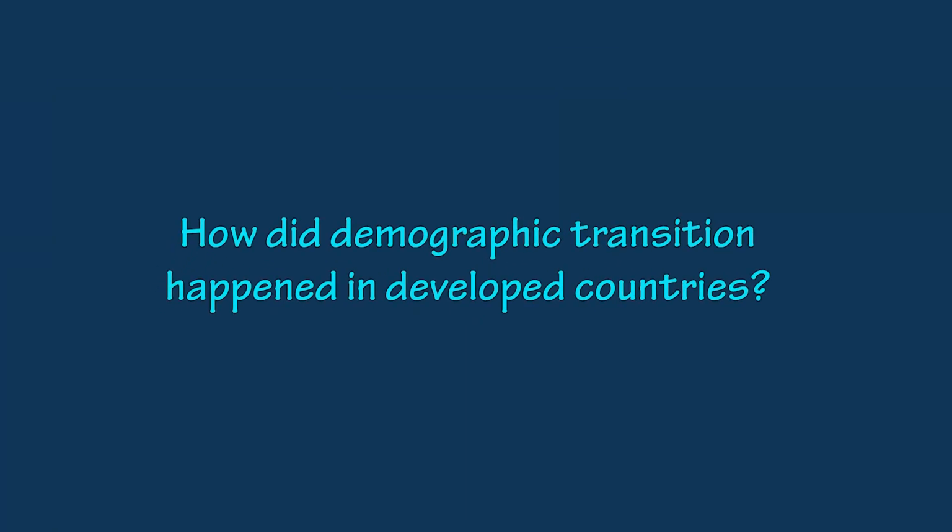Now before going to those stages, let us take the first question here. How did demographic transition happen in developed countries? So now to answer the first question about demographic transition, let us consider the issue of demographic transition for developed countries. And for developed countries, we are considering the scenario of Western Europe.